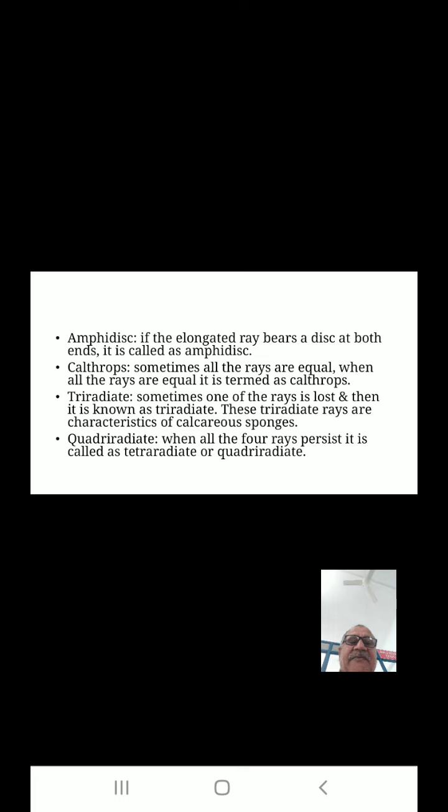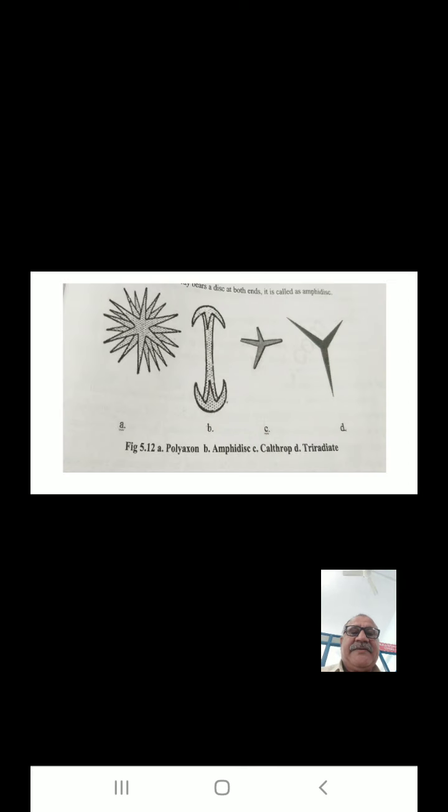Amphidisc: if the elongated ray bears a disc at both ends, it is called an amphidisc. Calthrops: sometimes all the rays are equal, and it is termed calthrops. Triradiate: sometimes one of the rays is lost, and then it is known as triradiate. These triradiates are characteristic of calcareous sponges. Quadriradiate: when all four rays persist, it is called tetraradiate or quadriradiate. Polyaxon, amphidisc, calthrops and triradiate.